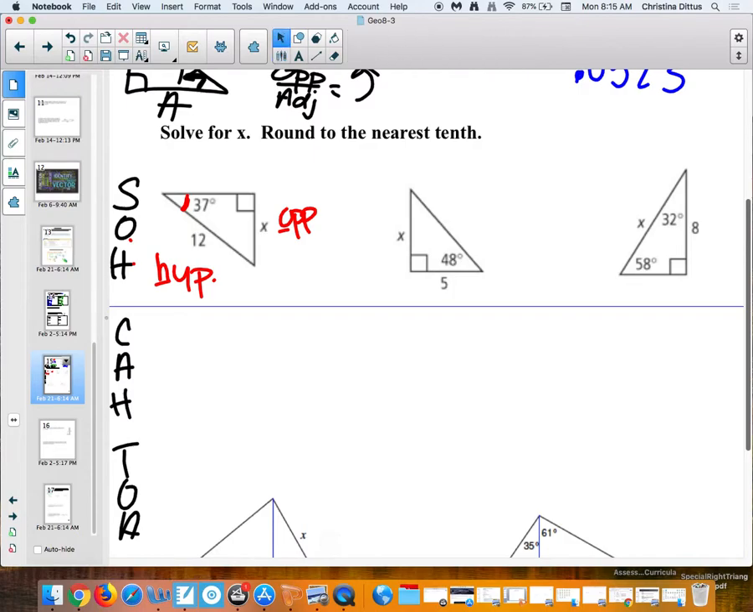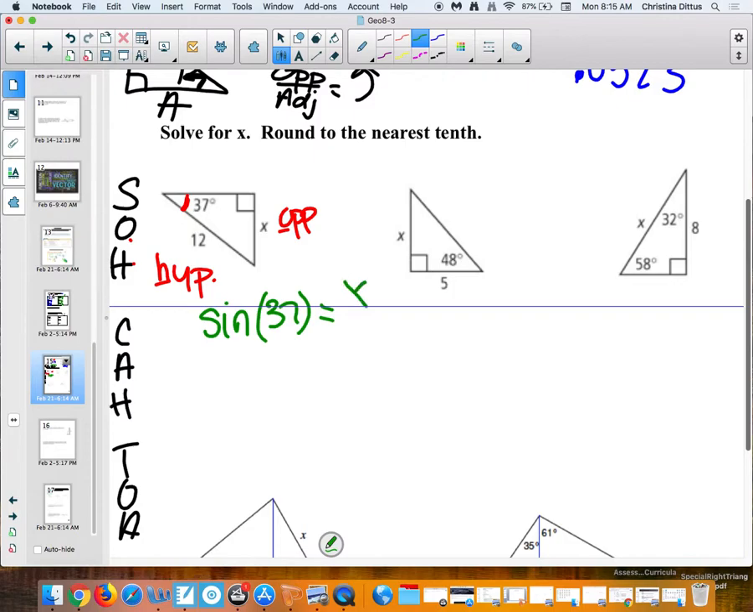Okay, so to set this up, we're using sine, so we're going to go sine of, what's the angle measure? 37 equals my opposite side, which we said was X, over my hypotenuse, which is 12. Okay, questions so far? I just have my opposite side over my hypotenuse, angle measure next to sine.